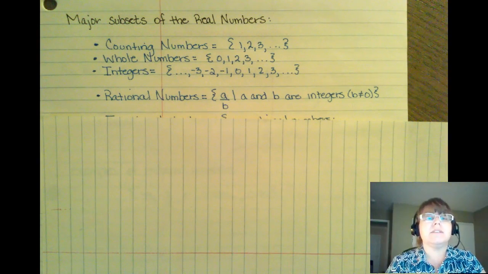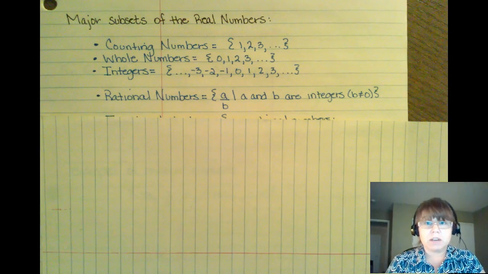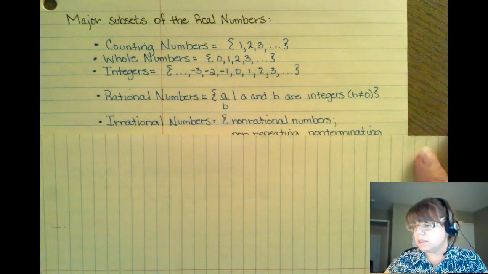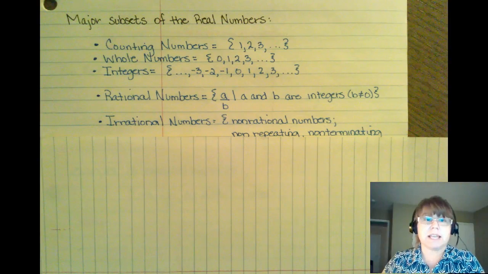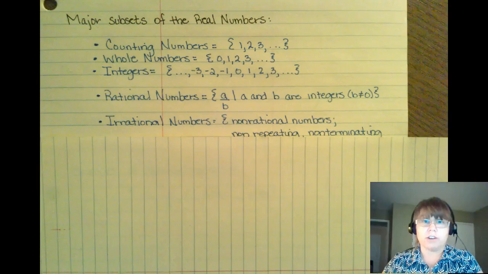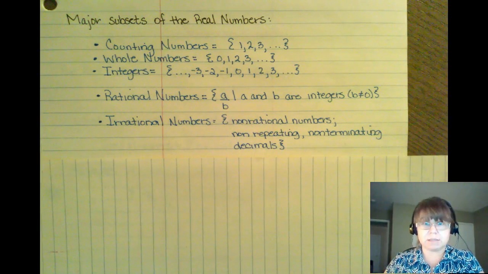Then we have the rational numbers. So if a and b are integers, and b is not 0, then a over b is a rational number. Okay. Keep that in mind. Then our last major subset is the irrational numbers. Irrational numbers are non-rational numbers. But here's the definition of a non-rational number. It is a non-repeating, non-terminating decimal number.